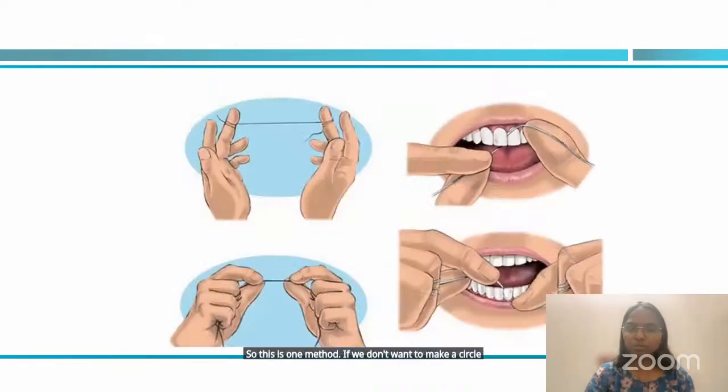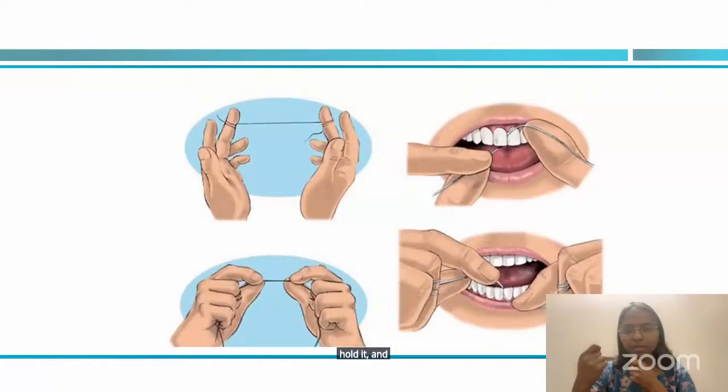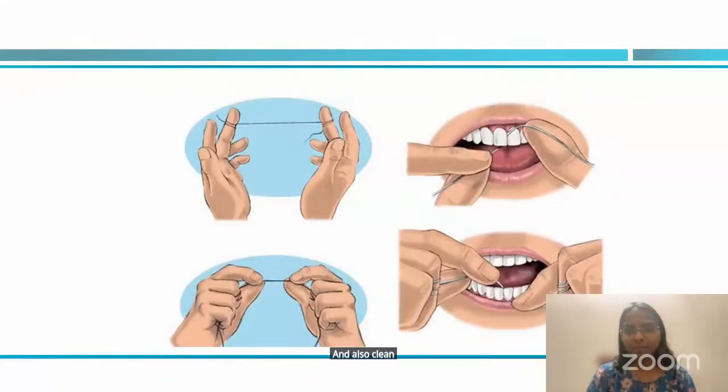If we don't want to make a circle, it's a spool. Another method is when we tie it in one finger, one end, in the other finger, and then hold it, and the thread which is prepared, we take it inside up till the gingival margin, then take it out and make a C on the side of the tooth, and also clean the area. So either of the two methods for flossing can be adopted.